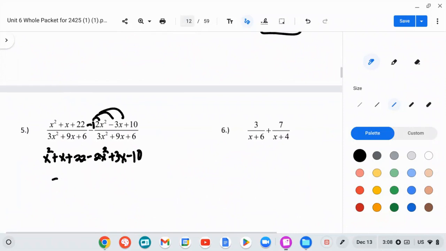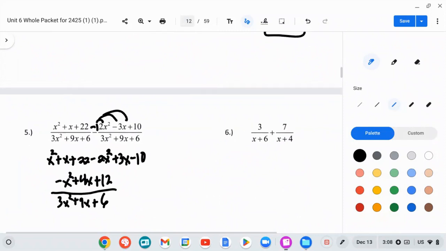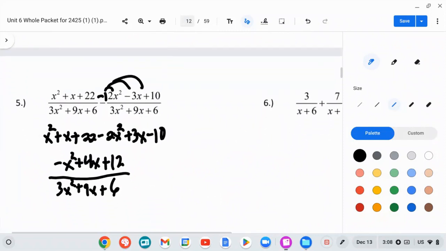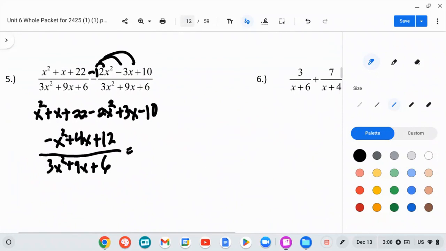So we would get negative x squared plus 4x plus 12. That's over this 3x squared plus 9x plus 6. So now it's one fraction. Once we have it down to one fraction, just like we did on the first couple days, we try to simplify that fraction down. So can we is the question.